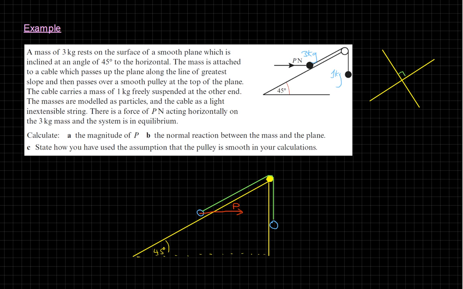What else have we got? We've got the weight, and we know how much that is. The weight force is its mass times g, so that's 3g.